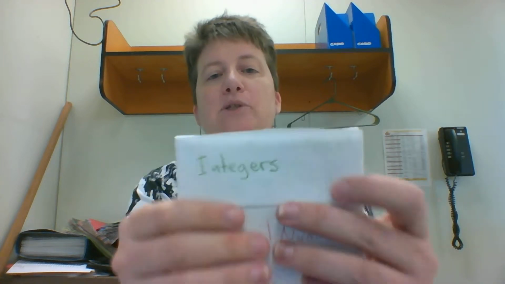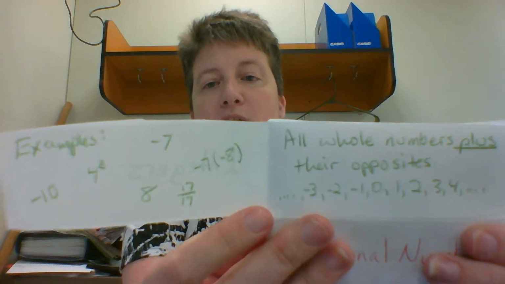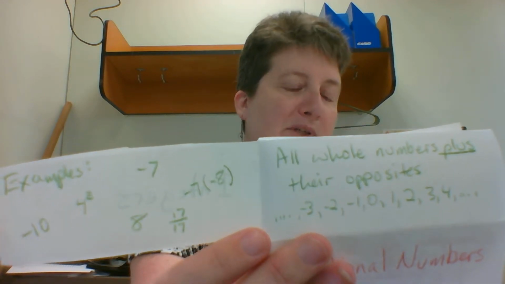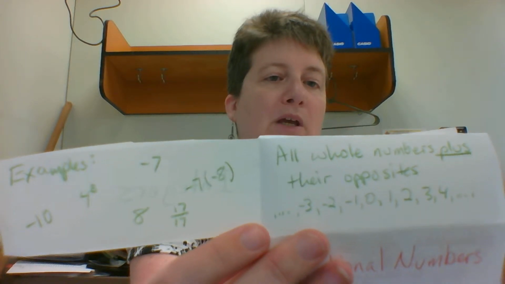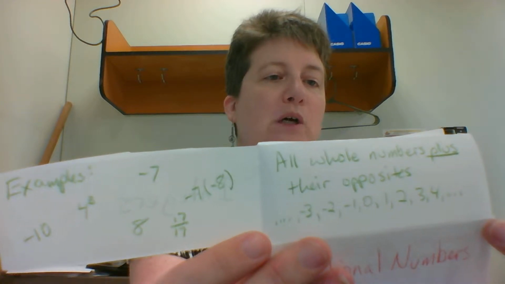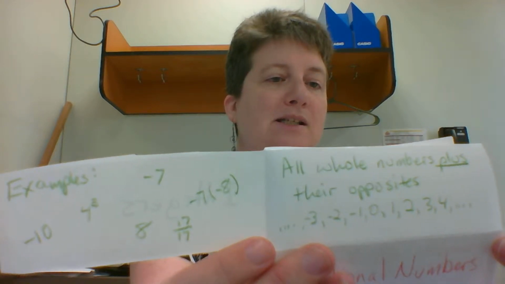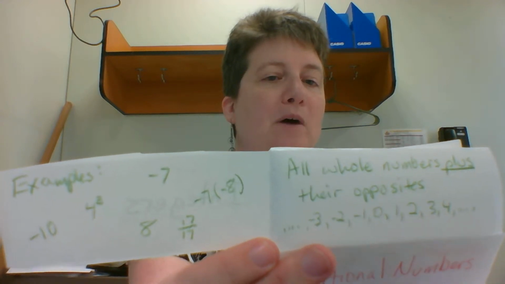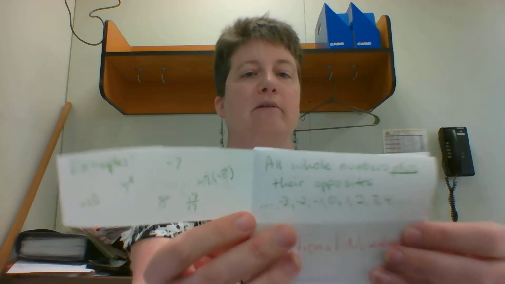The next number set that we're going to look at is our integers. And our definition of integers says that it is all of our whole numbers plus their opposites. So now we have 0 in the center of our number line, if you will. And in one direction moving out from 0, we have all of our positive numbers. 1, 2, 3, 4, 5, 6, etc. And moving in the other direction from 0, we have our negative numbers. -1, -2, -3, etc. Those are our integers.